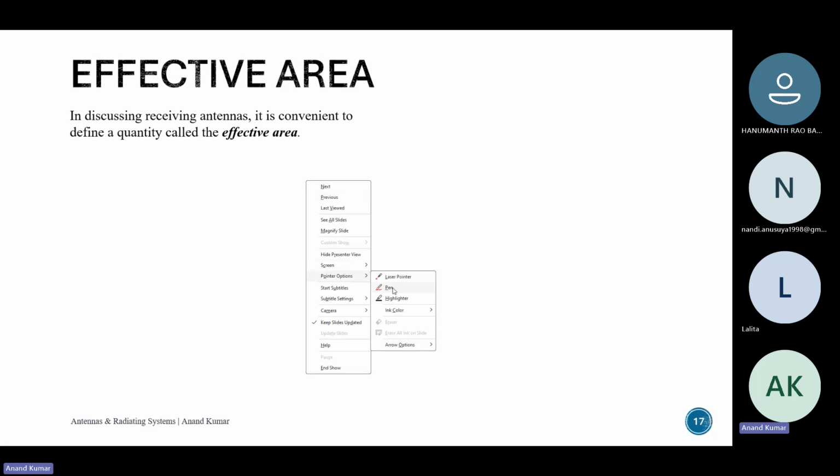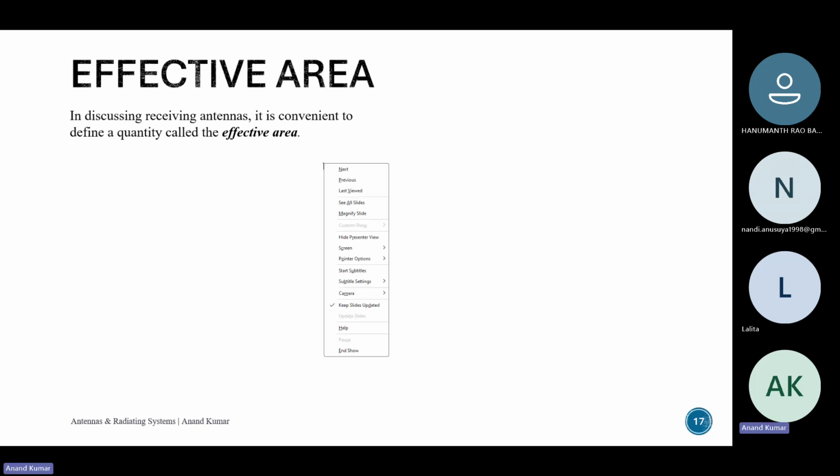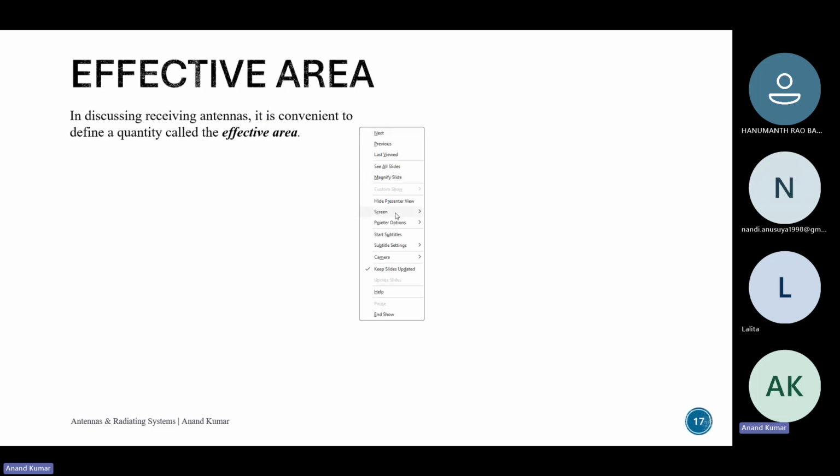Change this back to a pen or maybe a pointer. So in discussing the receiving antennas, it was convenient. Like, let me change back to pen.